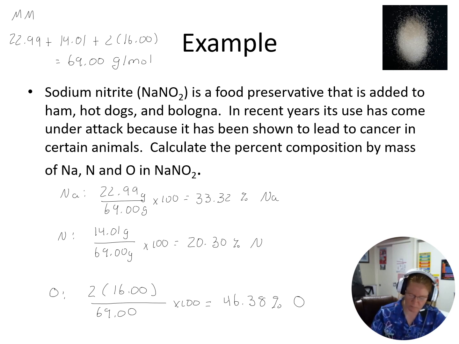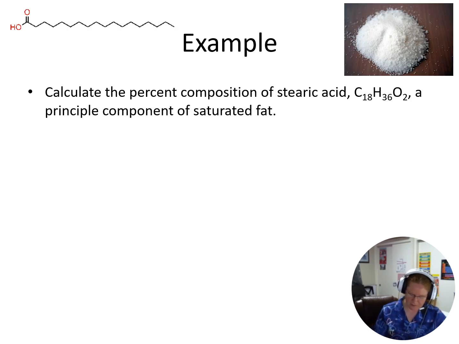All right, let's try one more. All right, so here's stearic acid. It's a really long compound there. This end of it up here is where it's acidic, particularly that hydrogen is what makes stearic acid an acid. All right, so let's get the molar mass of our whole.